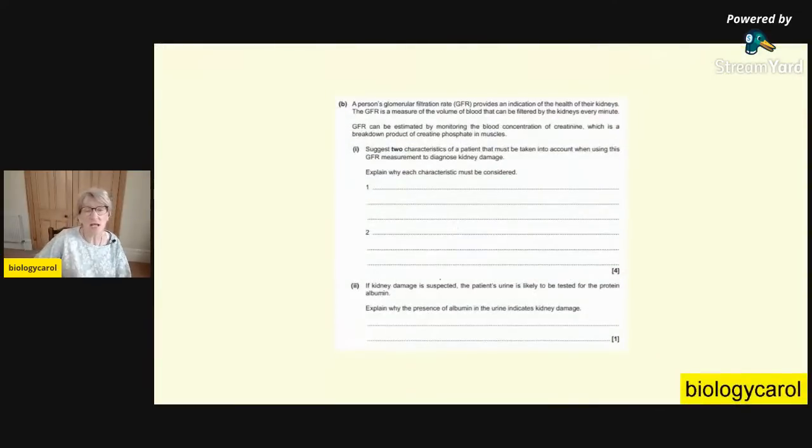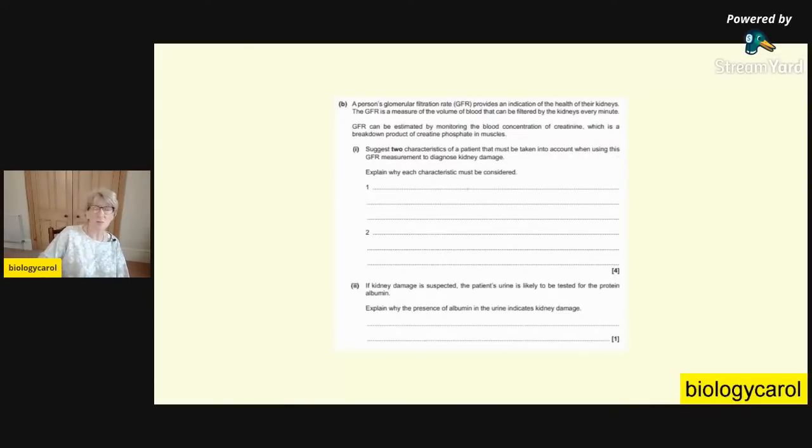Okay, we're getting close to the end, guys. The GFR provides an indication of the health of kidneys. It measures the volume of blood that's filtered by the kidneys every minute. It can be estimated by monitoring the blood concentration of creatinine. Suggest two characteristics of a patient that must be taken into account when using this measurement.